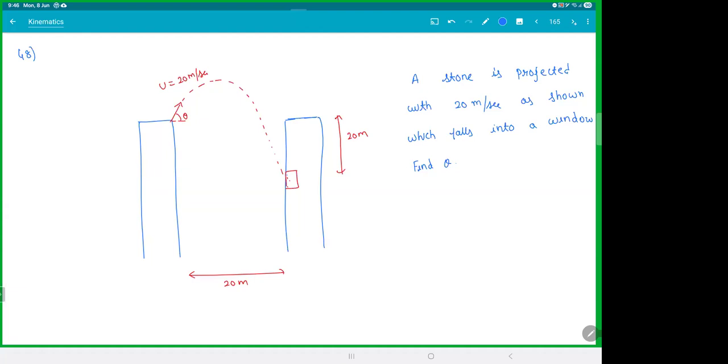We have done something like this before, throwing a stone into the window, and the idea is still the same. You should always ask what is being given indirectly.